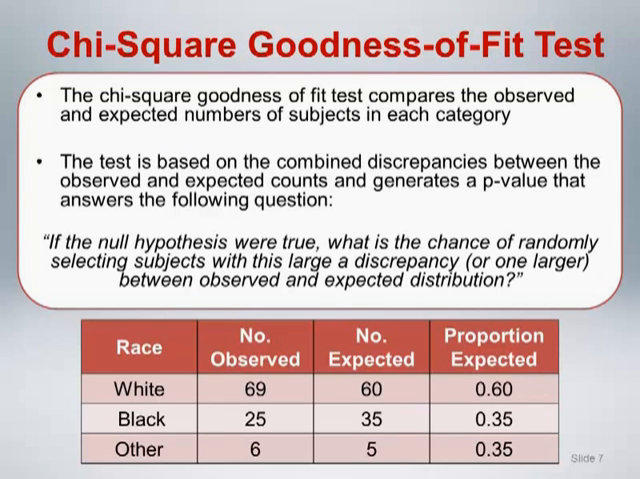The chi-square goodness of fit test compares the observed and expected numbers of subjects in each category of a one-way frequency table. The test is based on the combined discrepancies between the observed and expected counts and generates a p-value that answers the following question. If the null hypothesis were true, what is the chance of randomly selecting subjects with this large a discrepancy, or one larger, between the observed and expected distribution?